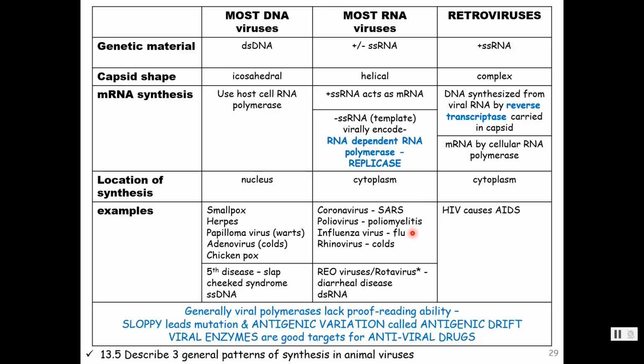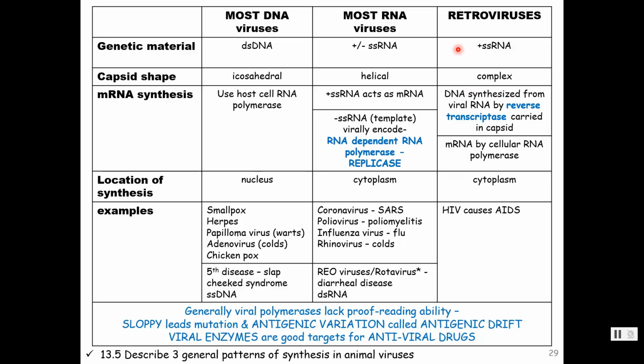Poliovirus, influenza virus is an RNA virus. Rhinovirus that causes colds, that's why you're never really immune to a cold, is also an RNA virus. Double-stranded RNA, reoviruses, that's a family. We talked about the rotavirus that causes diarrhea disease, usually in children.